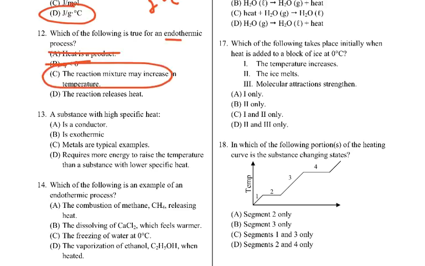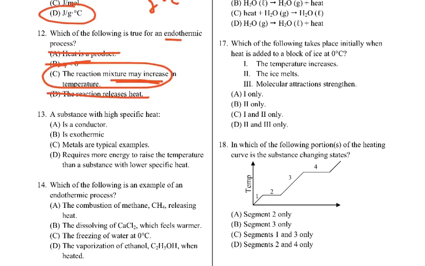And the reaction releases heat. No, that's the definition of exothermic. So by process of elimination, we know the answer is C, and we think that just by the definition of endothermic, that's true as well. Now the reaction mixture, okay, the chemicals themselves, would absorb energy.